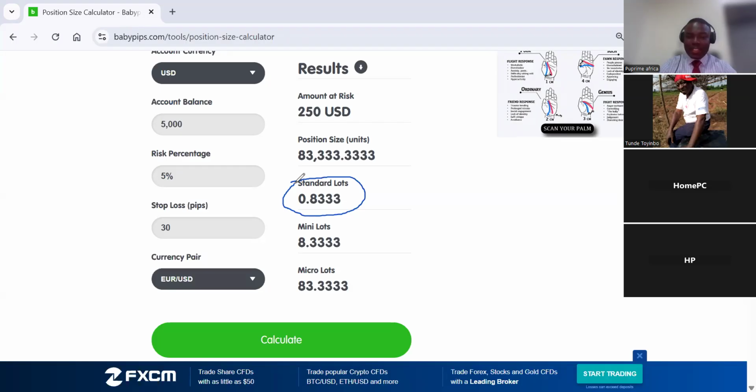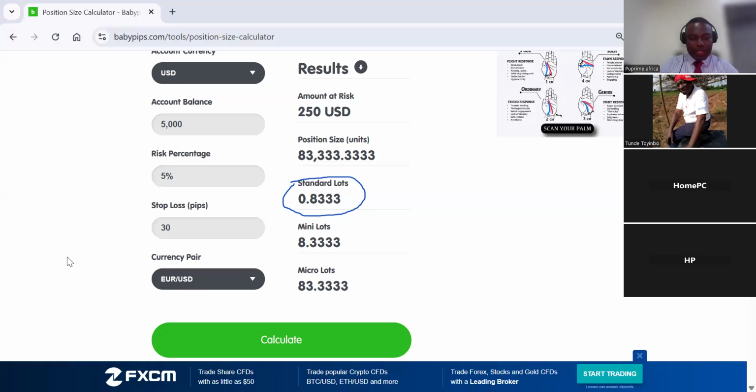But the risk here is in between the 2% and the 10%. It's not up to the 10%. It's a little higher than the 2%. But then it's still better to maintain the professional standard, which is 2% risk on your capital for each trade that you take.